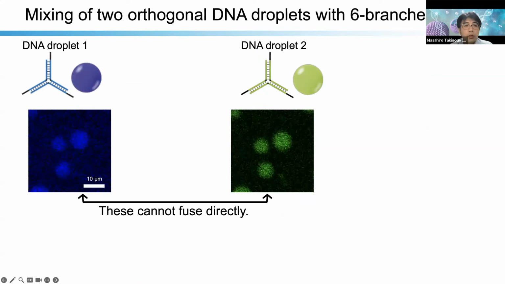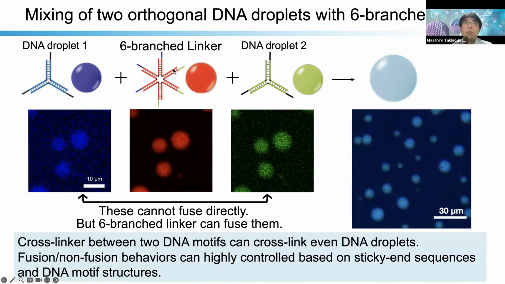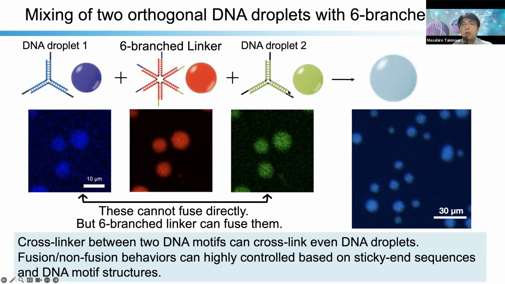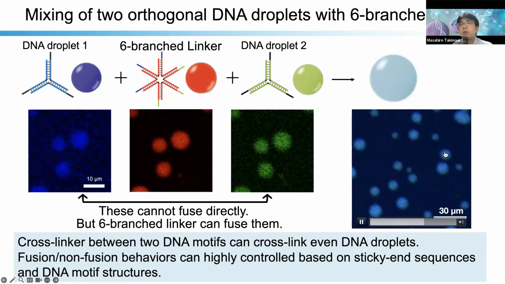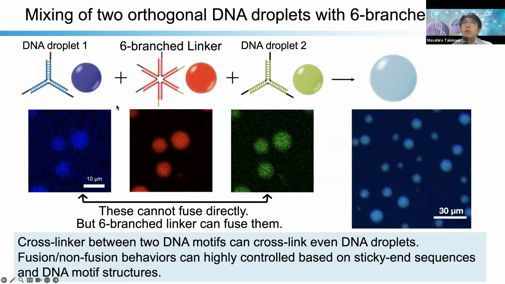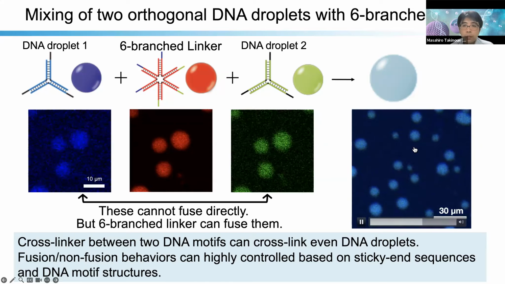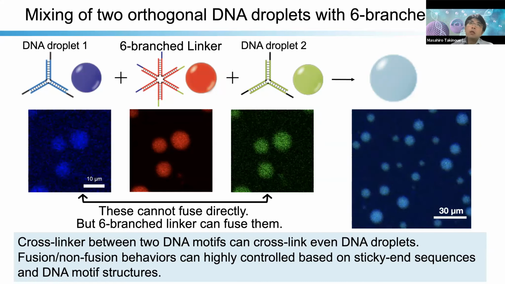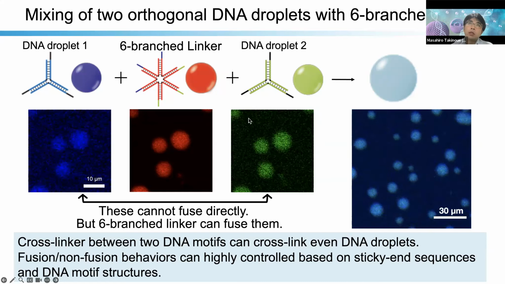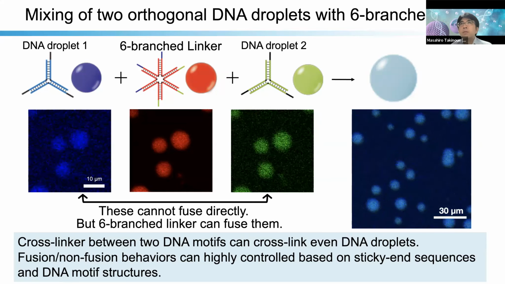As we saw, these two droplets cannot fuse directly, but when we add the cross-linking DNA motif composed of the 6-branch linker motif, these droplets can fuse with each other through this 6-branch linker. This is the result. You can see the DNA droplets fuse with each other. This includes 3 types of DNA motifs inside. Okay, so we can control the fusion ability and orthogonality based on the DNA sticky end or the motif compositions.